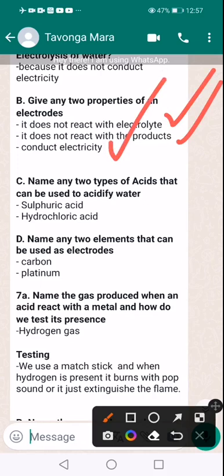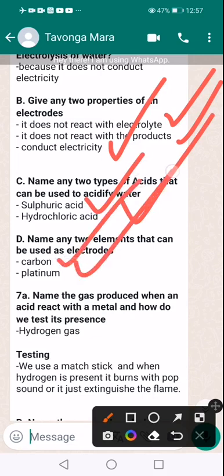Name any two types of acids that can be used to acidify water: sulfuric, hydrochloric, to make acidified water. Right, name any two elements that can be used as electrodes: carbon, platinum.